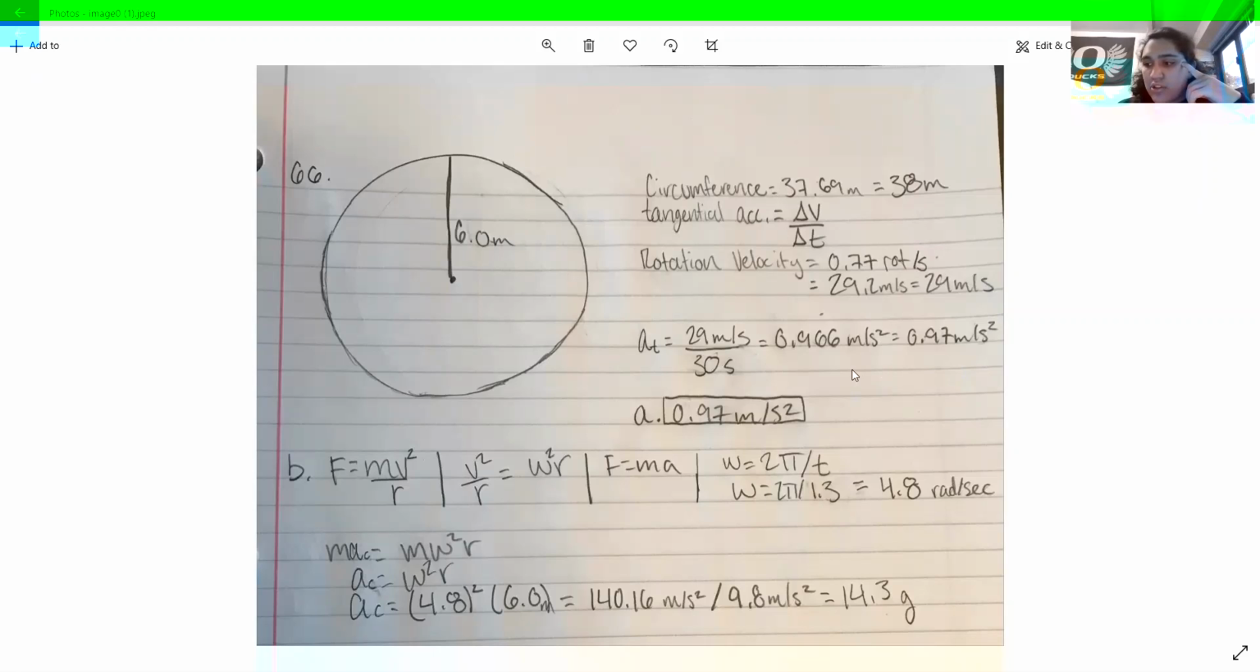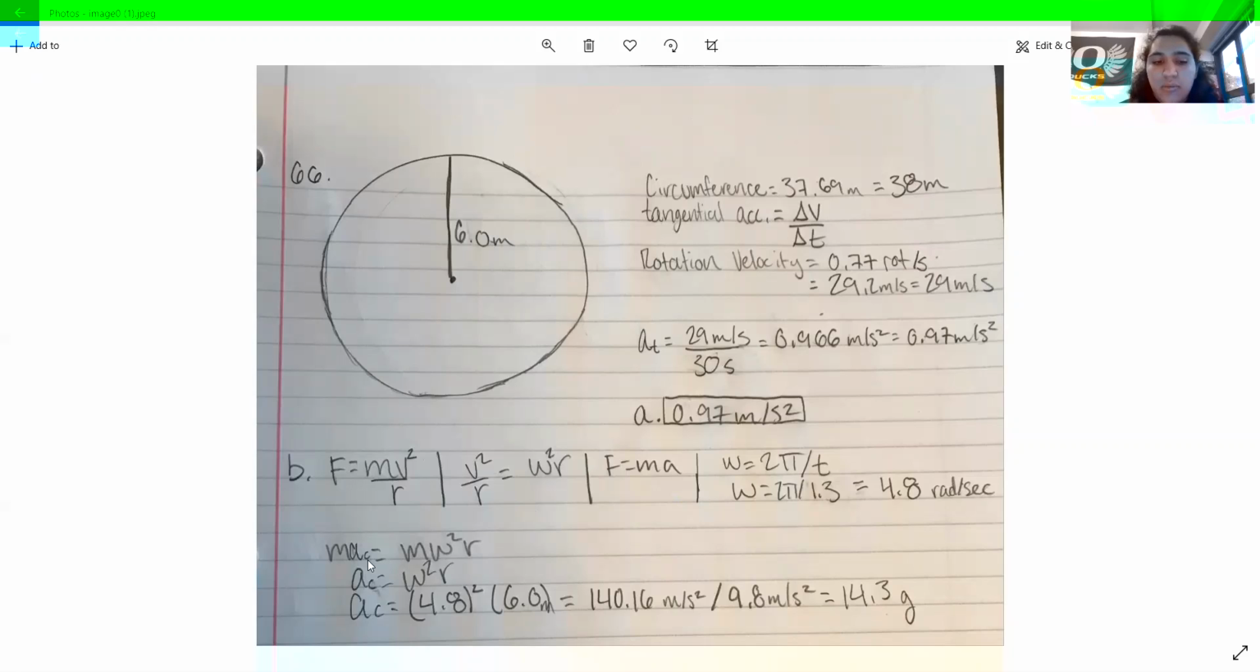Part B asks, how many g's of acceleration does the astronaut experience when the device is rotating at top speed? Each 9.8 meters per second squared of acceleration is 1 g. So I have our list of equations we're going to use for part B. We're going to use F equals mv squared divided by r, which is the normal force equation for rotating objects. And we can substitute our rotational velocity squared times r for our velocity squared divided by r. And then we can also substitute our F for mass times acceleration.